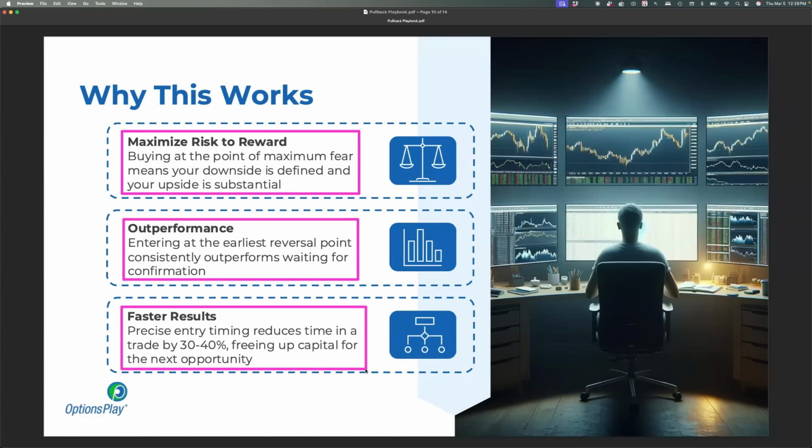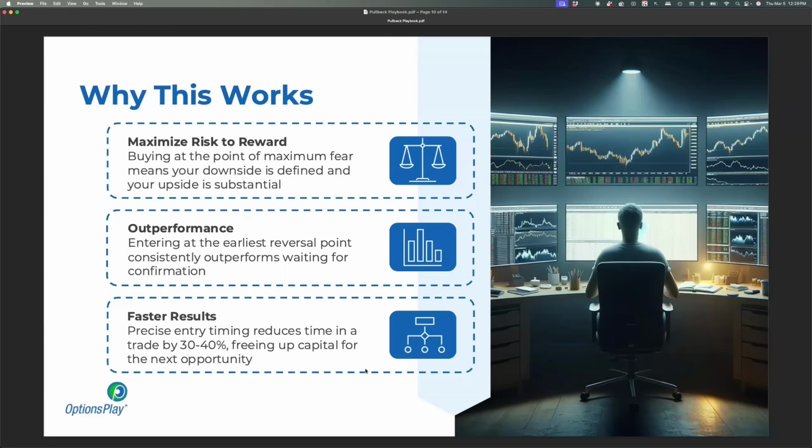When you get into trades early, you will generally be able to get in and out much quicker, 30 to 40% quicker in your exit, rather than waiting for a move to already happen. Because once the move already happens, the subsequent move is not going to be as fast. It's not going to be as swift. So you're going to tend to be in a trade for a little bit longer as a result of that.